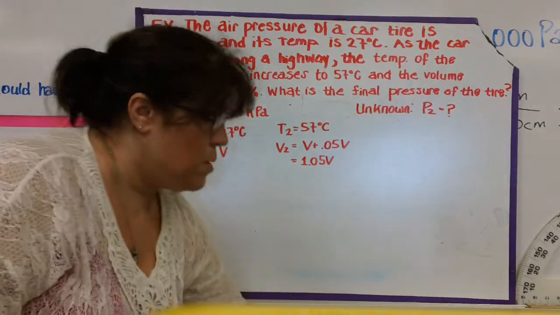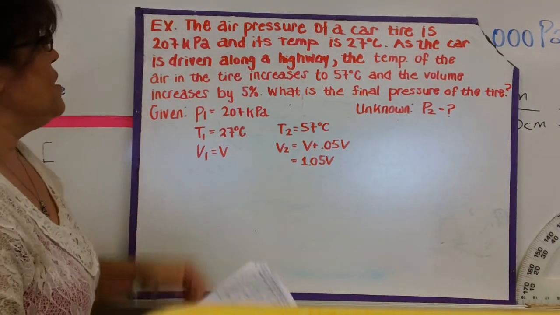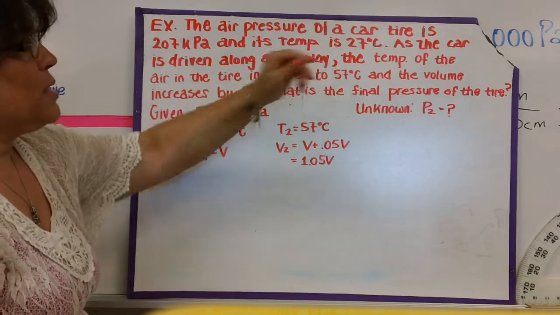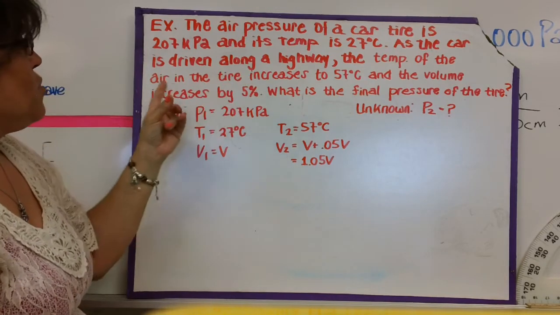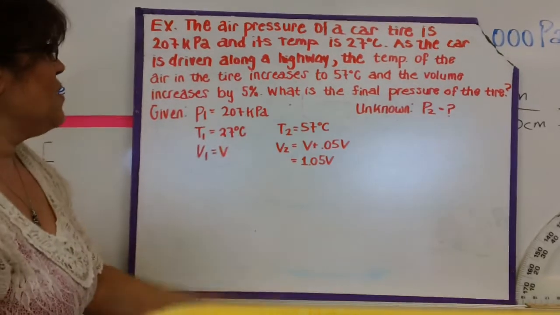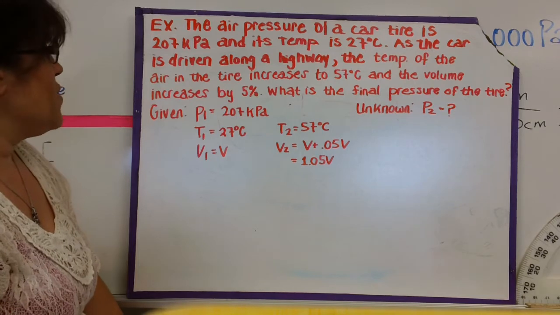Okay, let's try one more question. The air pressure of a car tire is 207 kilopascal, and its temperature is 27 degrees Celsius. As the car is driven along a highway, the temperature of the air in the tire increases to 57 degrees Celsius, and the volume increases by 5%. What is the final pressure of the tire?